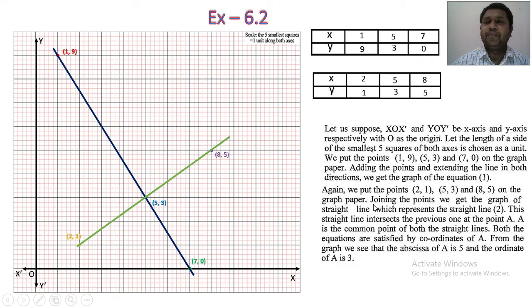So you can see, just writing here again, we put the points 2, 1, 5, 3 and 8, 5 on the graph paper. Joining the points, we get the graph of a straight line, which represents the straight line 2. So this is the straight line of equation number 2. This straight line intersects the previous one, that means the first line and the second line intersect at this point. We just mentioned it, that is A. So A is the common point of both of the straight lines. Both of the equations are satisfied by the coordinates of A.